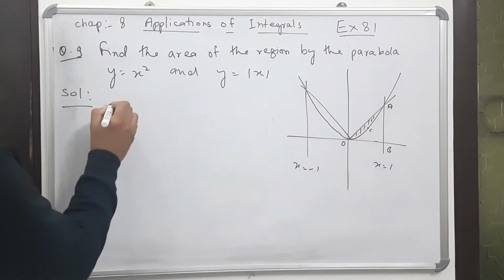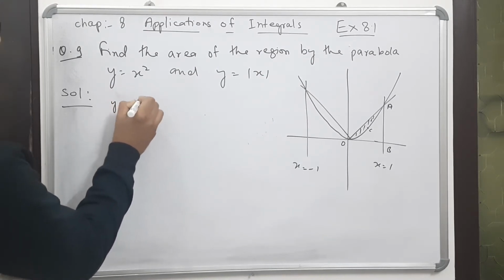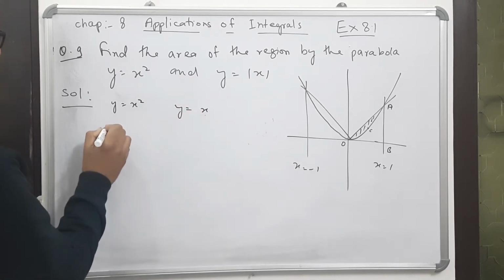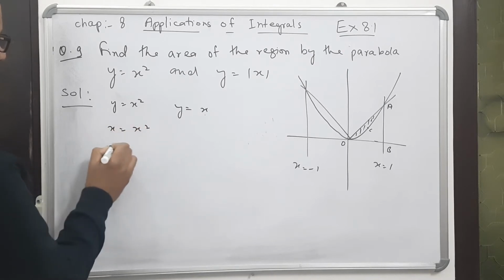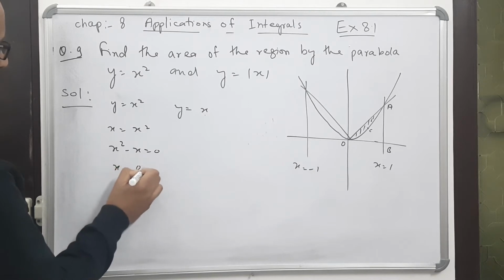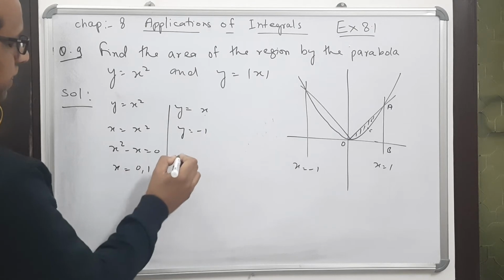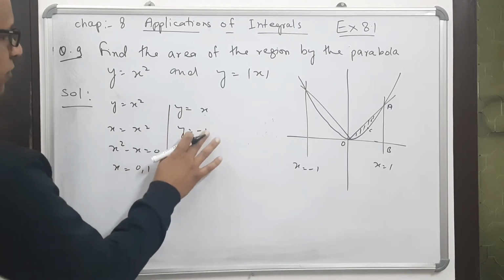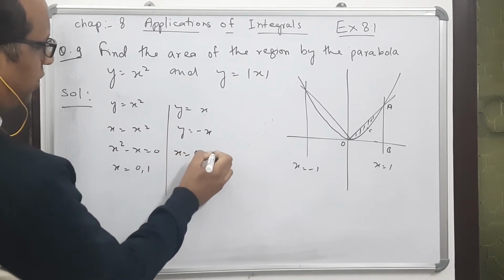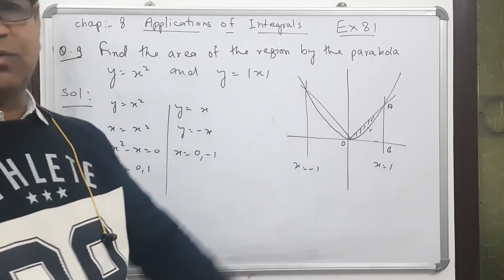Now, by solving these two, y equals x squared and y equals x, we write x equals x squared. So x squared minus x equals 0, so the value of x is 0 and 1. And when you put y equals minus x, then the value of x will be 0 and minus 1. So this is x equals minus 1 and x equals 1.